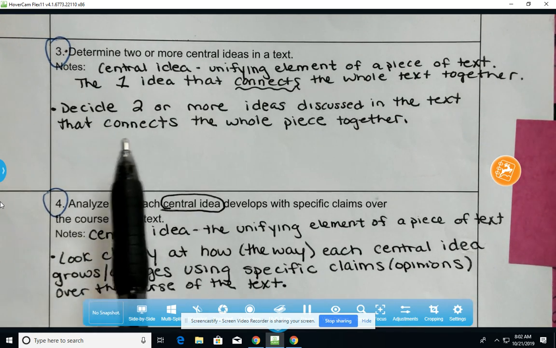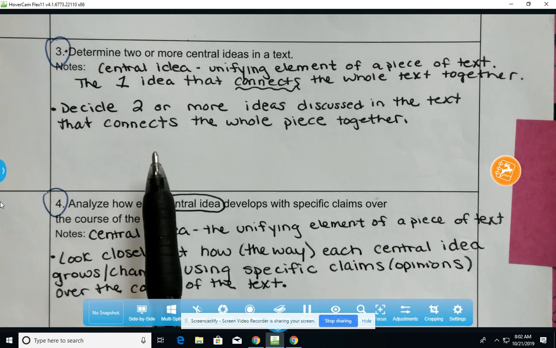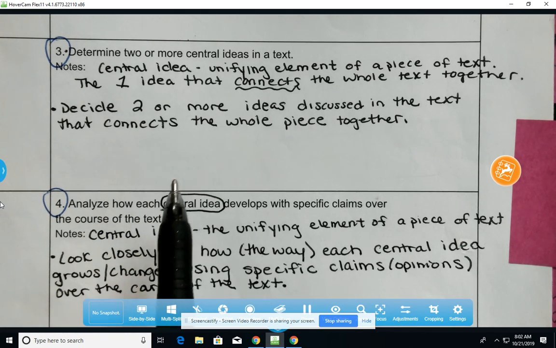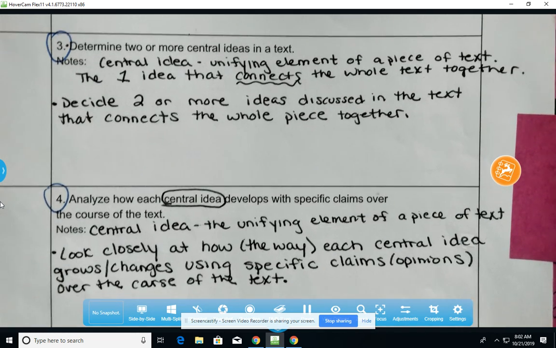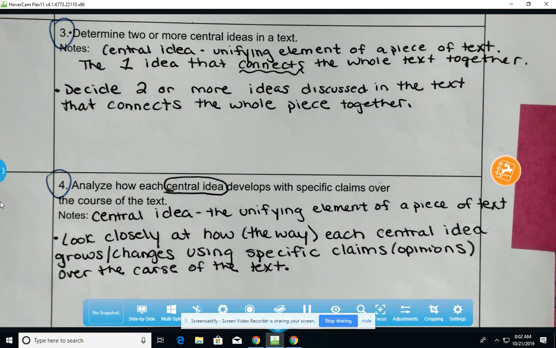Remember that central idea is to really figure out what is the text mainly about. What are the 2 or more big things, big ideas that the text talks about, that ties into the entire text of the piece. As we look at the central ideas, remember that they get narrowed, and you start with these big ideas, and these big ideas are organized by an author using specific claims.